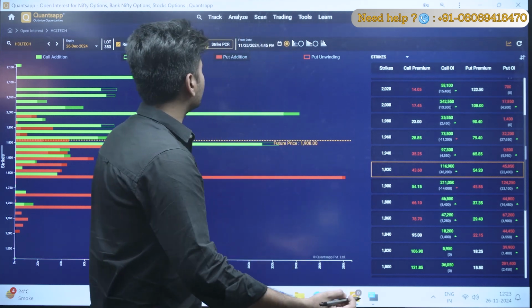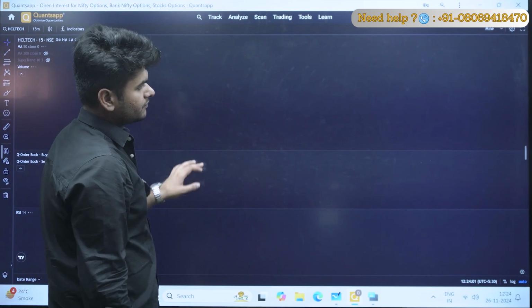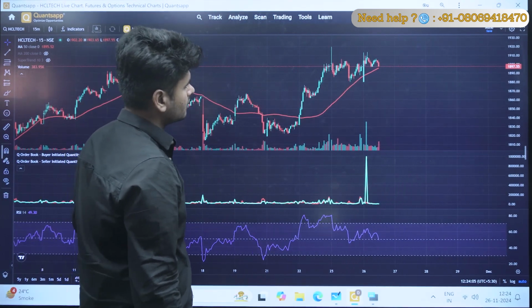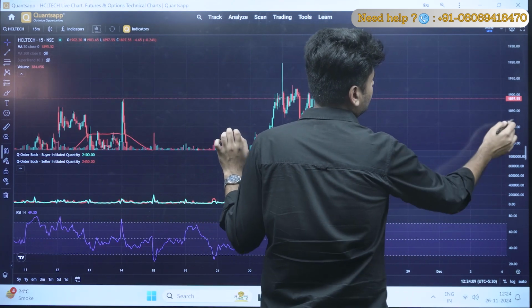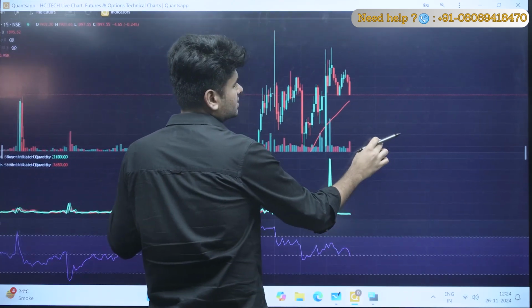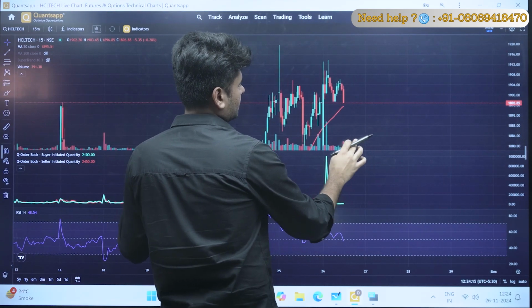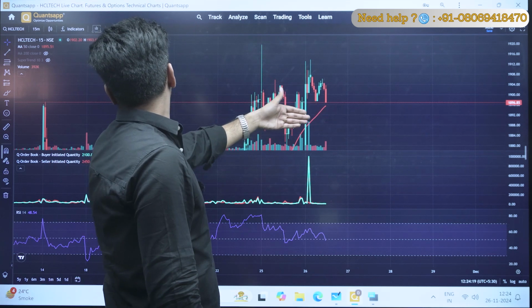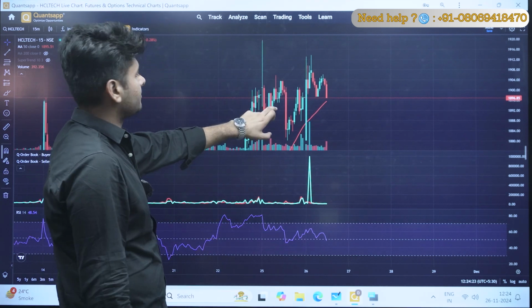Let's go to the chart and analyze the chart also. As you can see, the price has dropped down. You can see the price is going downwards. It is almost here to touch the 50 MA. So this is a 50 MA.